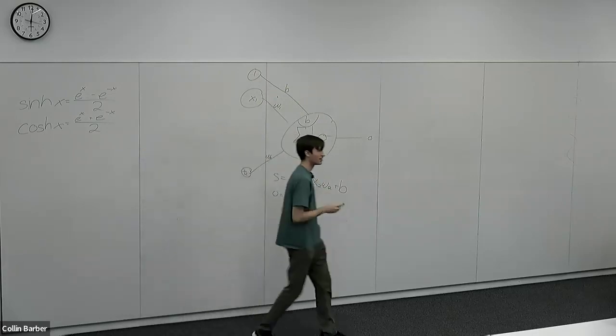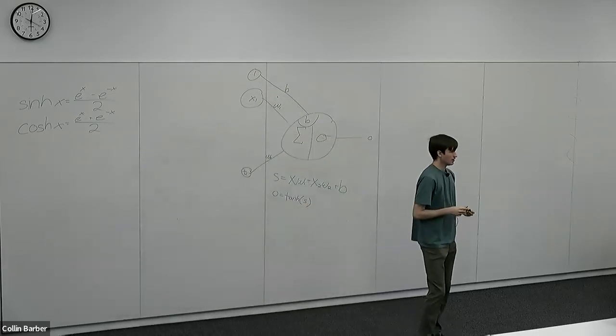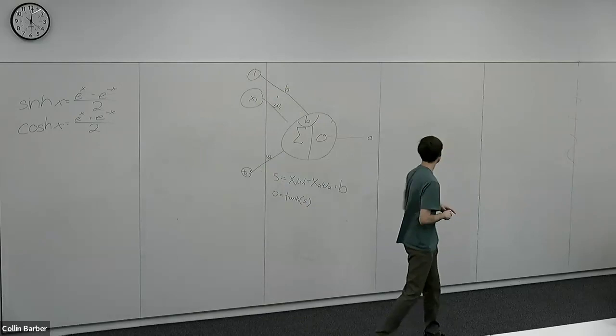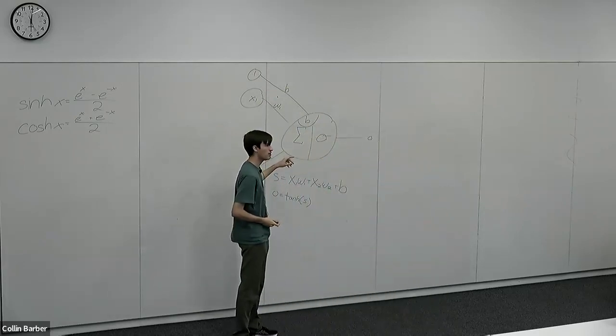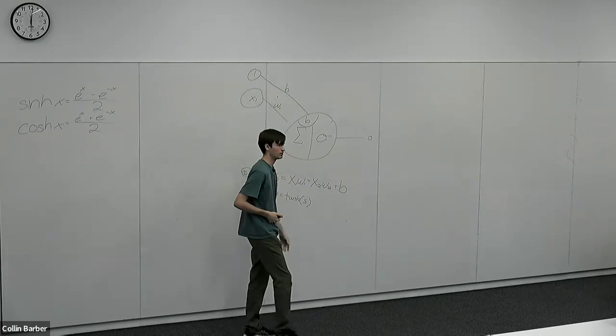Have a question? You said if there was a name. What's the name of the whole structure? This is one neuron. Perceptron is the most common name, I think. You can think of it as a node. It's just a node in the graph.